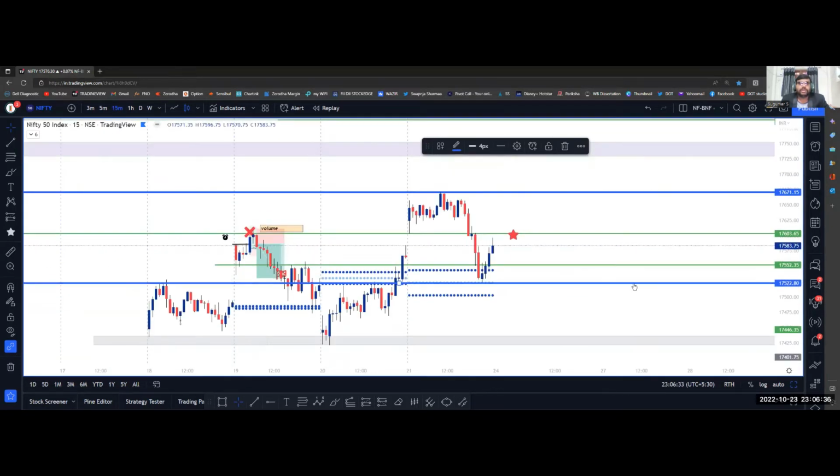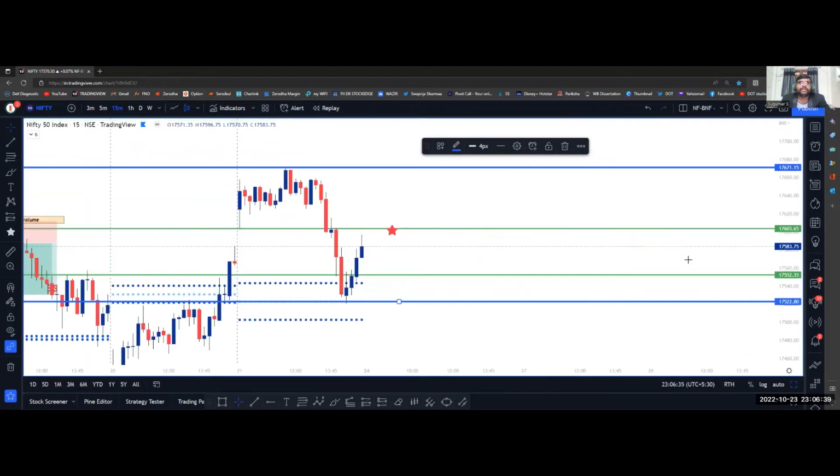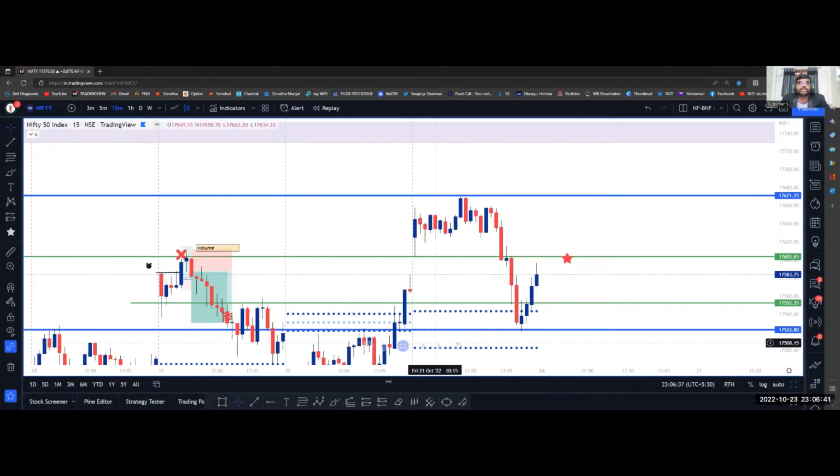We are going to mark the supply and demand zone. Here, supply and demand zone.